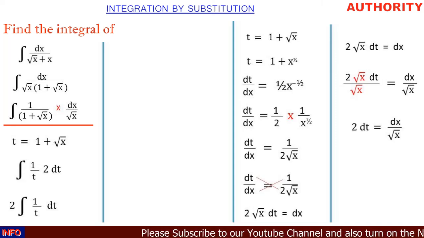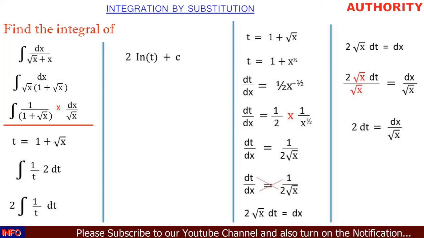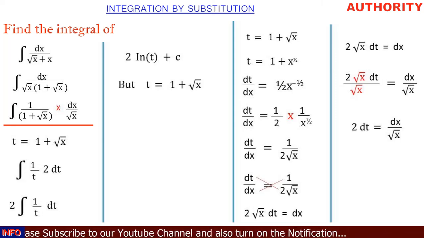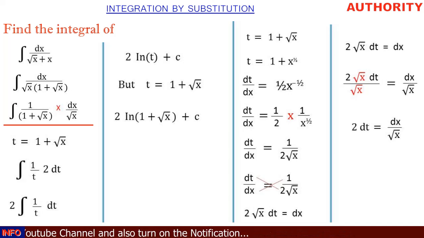Now let's integrate properly. We have 2 times the integral of 1 all over t, which gives us ln t, then plus c. Then you remember that we said t is 1 plus square root of x. We can replace it back. So we have 2 ln of 1 plus square root of x, plus c. Alright? Yes. Thank you very much. Let's take more examples for easy and better understanding.